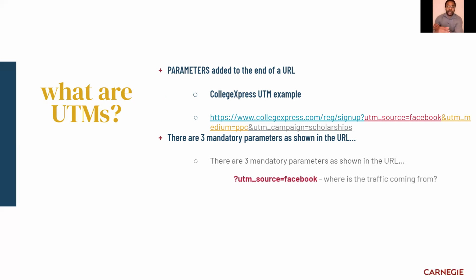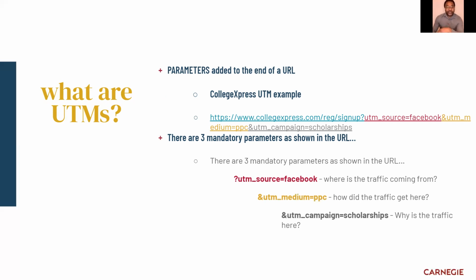So the mandatory parameters are the source, which is where the traffic is coming from. In the case of College Express here, the traffic is coming from Facebook. And then medium, how did the traffic get there? This is a PPC, so someone clicked on a PPC ad and then they were driven to the College Express website. And what is a campaign? What was the campaign that the PPC was about? That's scholarships. So why is the traffic here? These people came to the website because they wanted to find out more information about scholarships.